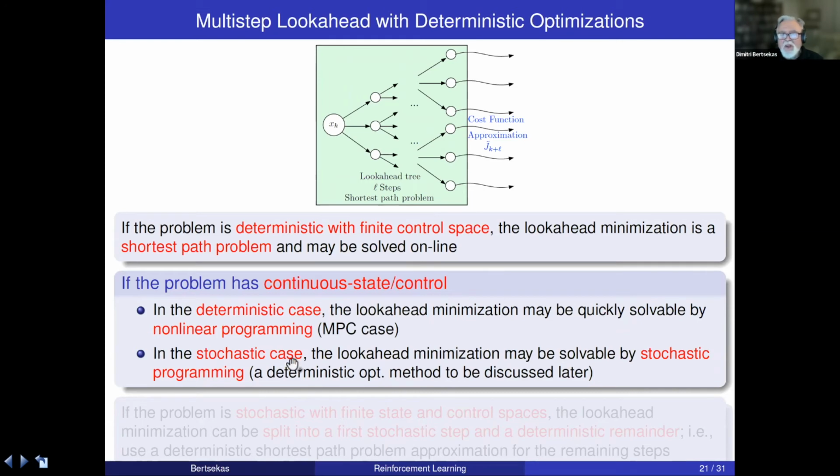In a stochastic problem, there is also a possibility of doing the look-ahead minimization by something called stochastic programming. This is a mature methodology in optimization, which applies here, and it's more like a deterministic optimization method in its essence than a stochastic dynamic programming type of method. That's a possibility which we're going to discuss later.